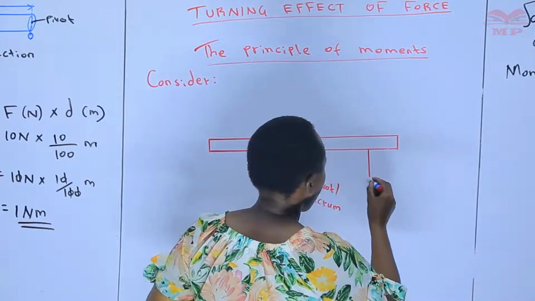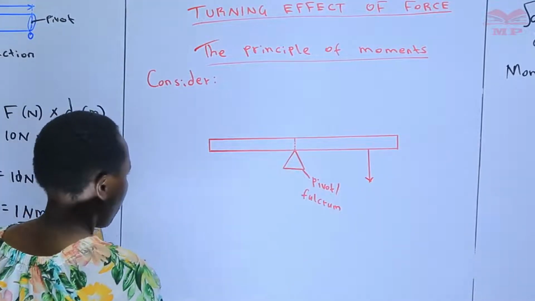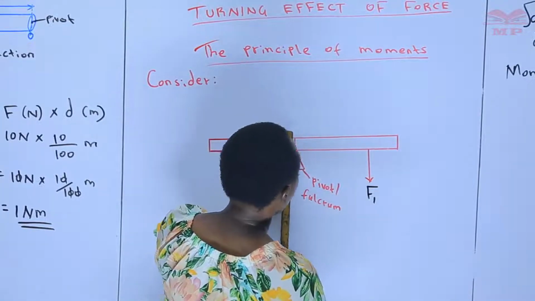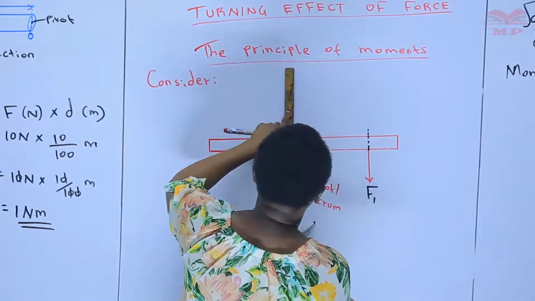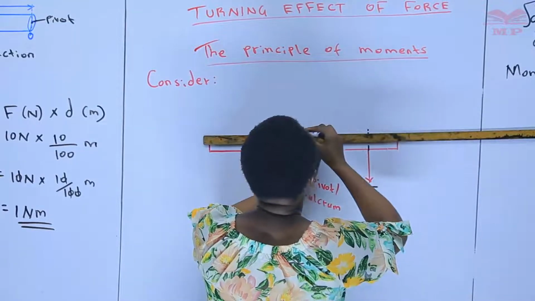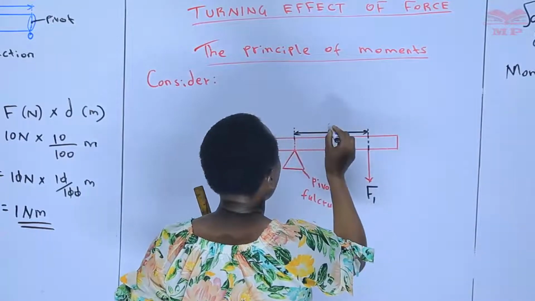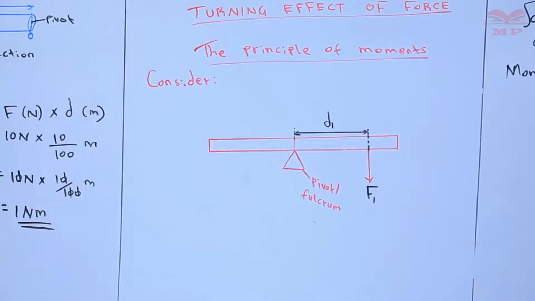So if we apply a force, we can call this force F1. The distance from the pivot to force F1, we can call it D1. So these letters are standing for certain values. So if we have this distance, we can call it distance D1. Now that is one force which is bringing about a turning effect on that bar.